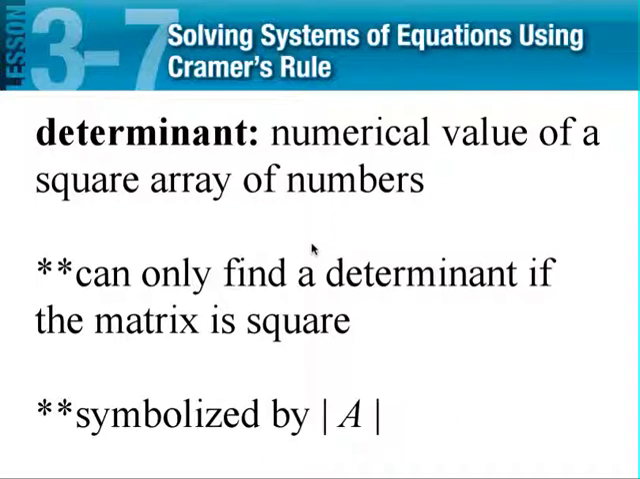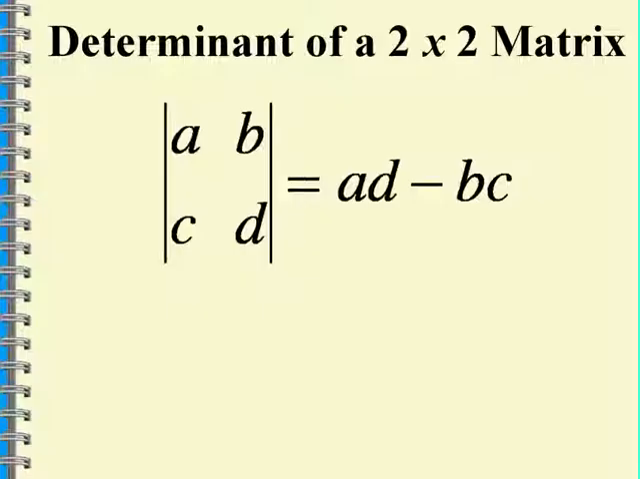Okay? And we symbolize it with two vertical lines. They kind of look like absolute value signs. It doesn't mean absolute value, it means the determinant. So if I put vertical lines around a matrix, that means you find the determinant. So let's go ahead and look at an example.